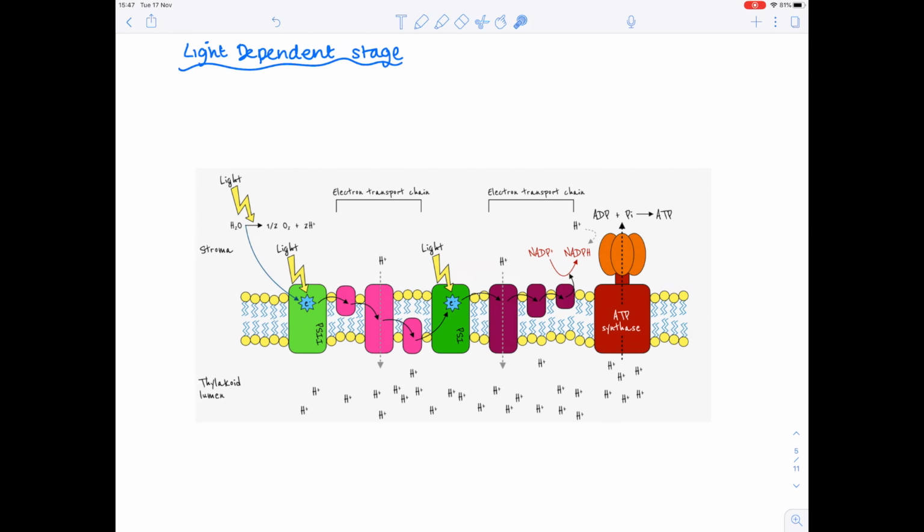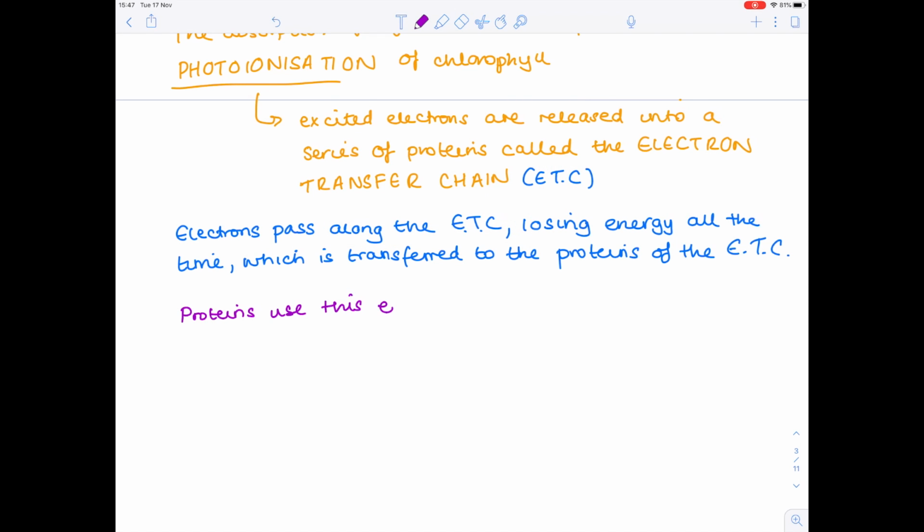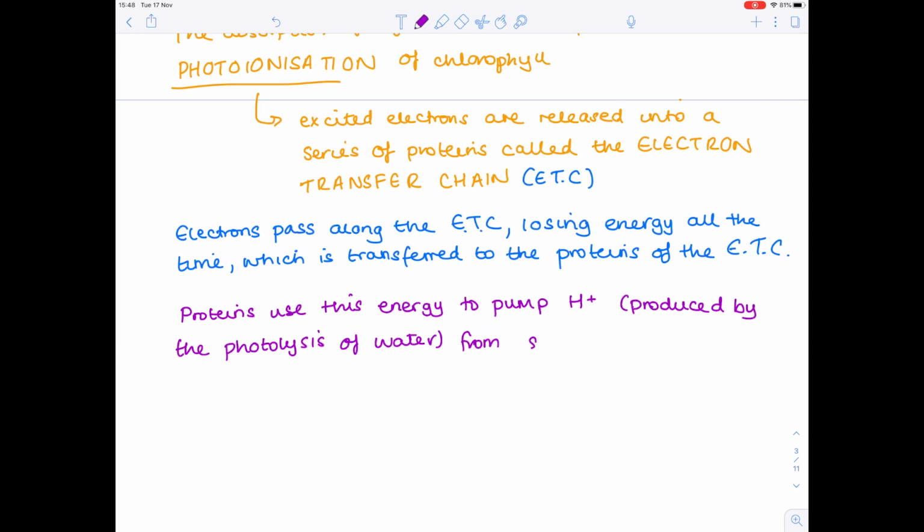Now these proteins use that energy to pump hydrogen ions, protons, which remember were produced by the photolysis of water up here, and those proteins pump those protons from the stroma into the thylakoid space or thylakoid lumen. So let's make the next point. Proteins use this energy to pump the protons, or the hydrogen ions, produced by the photolysis of water from the stroma into the thylakoid lumen or space.